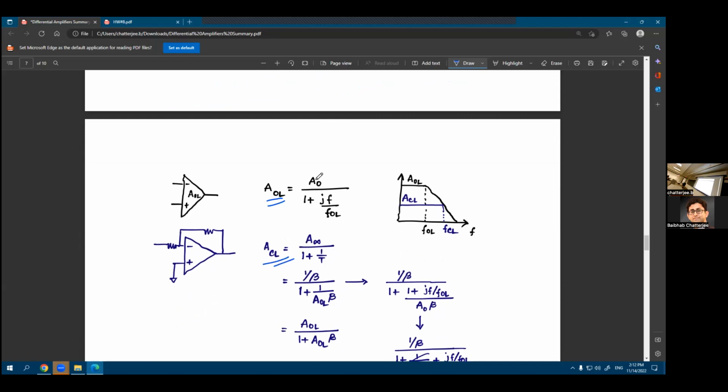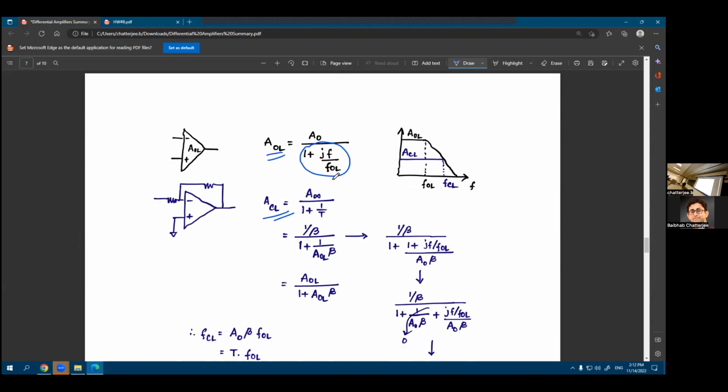So what was the open loop gain? Open loop gain was A0 at low frequencies, but we also looked at the frequency dependence of it. We added this term in the denominator. So remember, go back to maybe lecture 8, lecture 9, just before exam number 1, where we studied the frequency response of an op-amp. And in the denominator, you had this 1 plus jf over f open loop term, right?